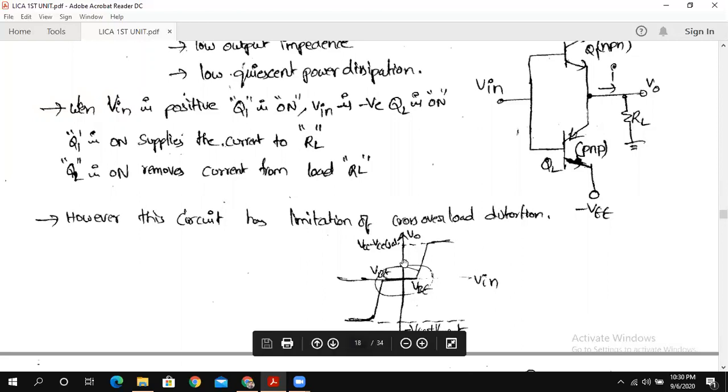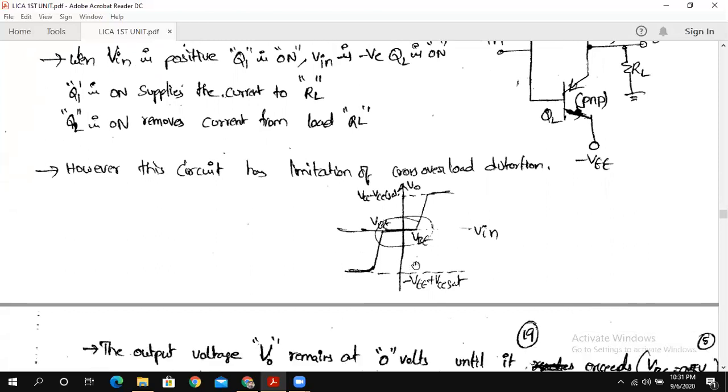Crossover distortion is nothing but this: the transistors do not conduct, as we know, due to the non-linearity property of the transistor. Up to 0.7 volts, the transistors are not going to conduct. Because of this reason, there is a possibility of getting distortion. This is called crossover distortion.